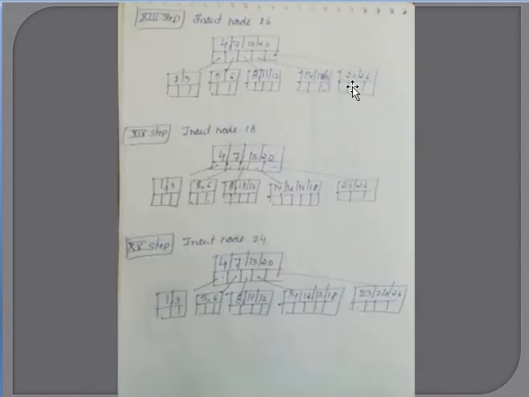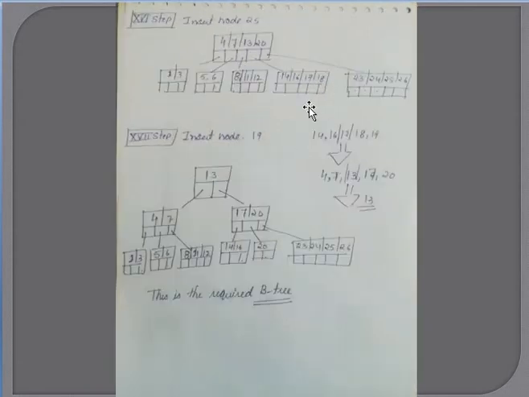So the next element that we are inserting is 16. Next is 18. After that, the next element that we are inserting is 24. And the next element that we are inserting is 25. And the last one is 19. So if we are inserting 19, 19 will come here. So from the list 14, 16, 17, 18, 19.